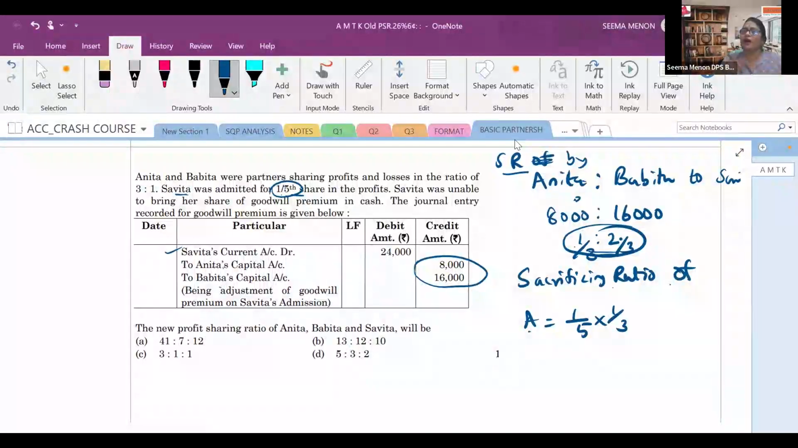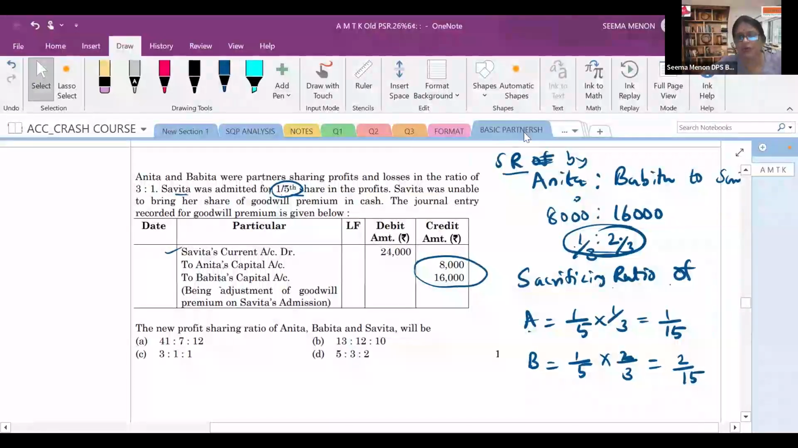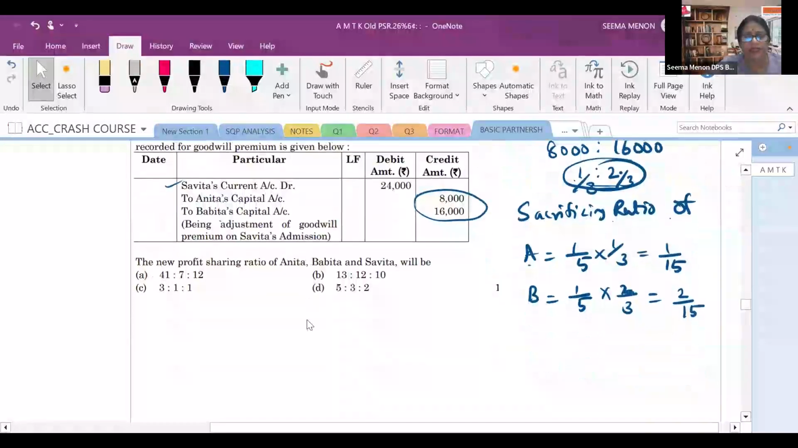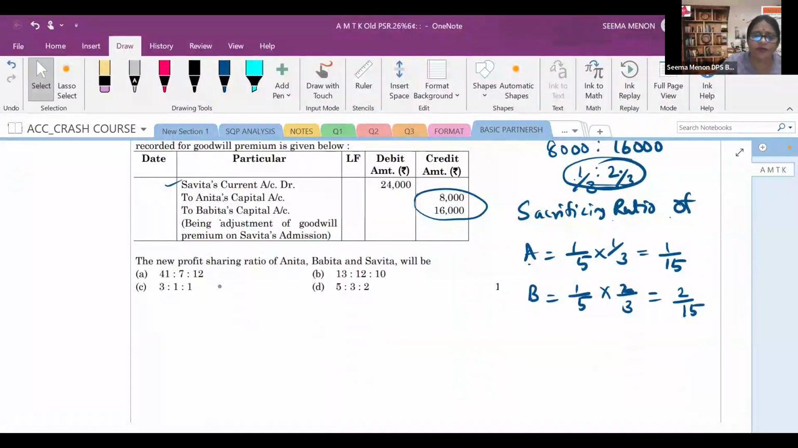Now we are finding the sacrificing ratio. That is 1/15. Now, Babita's sacrificing ratio. Babita sacrificed Savita's shares. Savita ka share 1/5. It's 2/3. So 2/3 is how much? That is 2/15. So what is their sacrificing ratio? 1/15 and 2/15. But our question is not that. What is the new profit sharing ratio of Anita, Babita, and Savita?